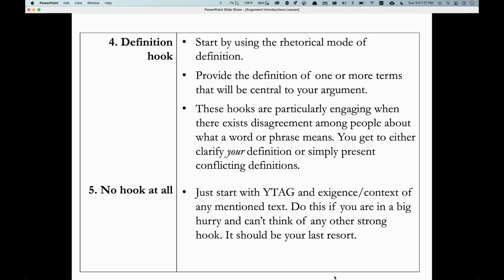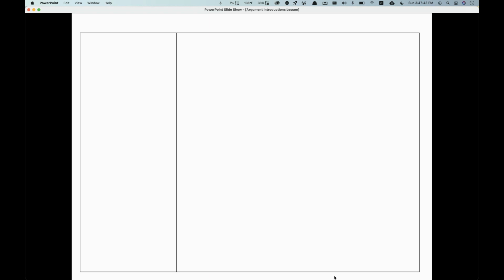For your practice assignments, I will ask you to not do this, at least temporarily. This is really for a timed essay. If you need to try this, you can. Or if you need to do this, you can. Otherwise, use one of the other four options. Okay, so that was hook.